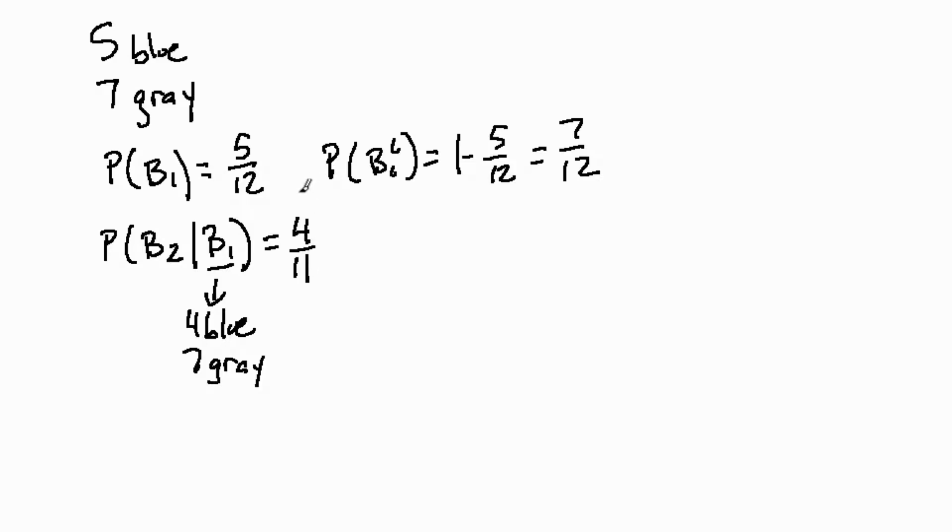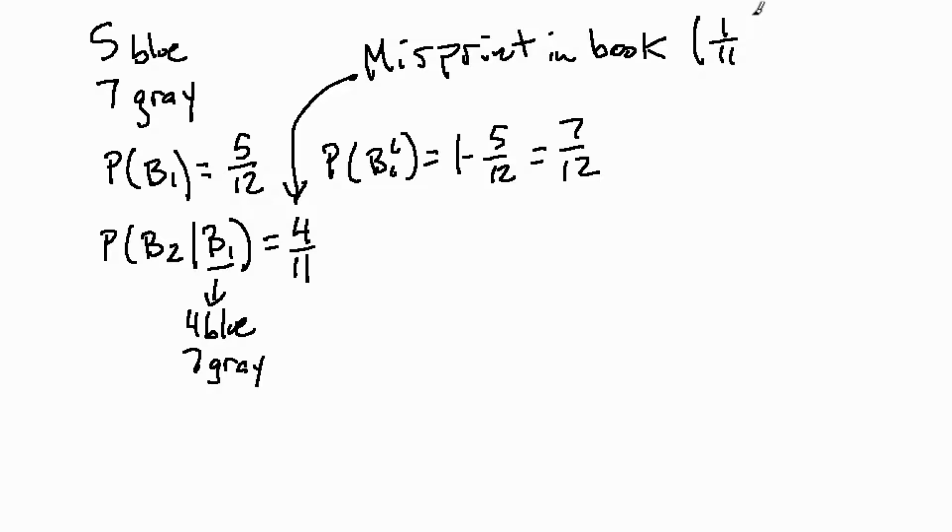And by the way, this is very important. I want you to note that in your book there is a misprint. In the book, they say this is 1 over 11, and that is clearly wrong. And if this is 4 over 11, then the other thing that we would get here is the probability of B2 complement, given B1. Well, if I'm in this situation over here, what is the probability of not picking a blue ball, or in other words, picking a gray ball? Well, that would be 7 over 11.